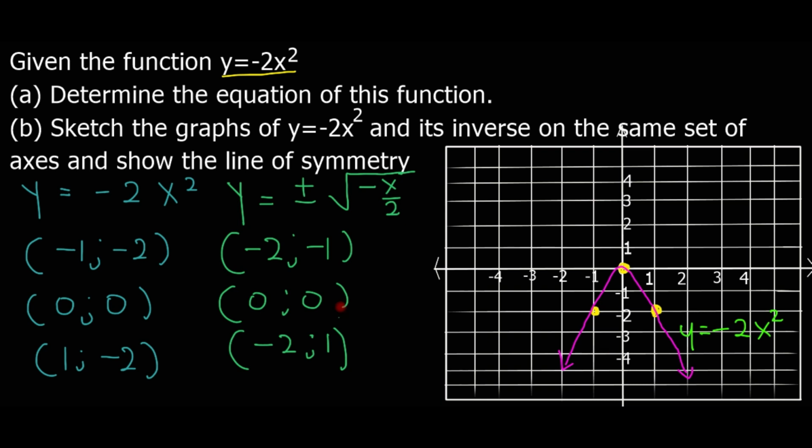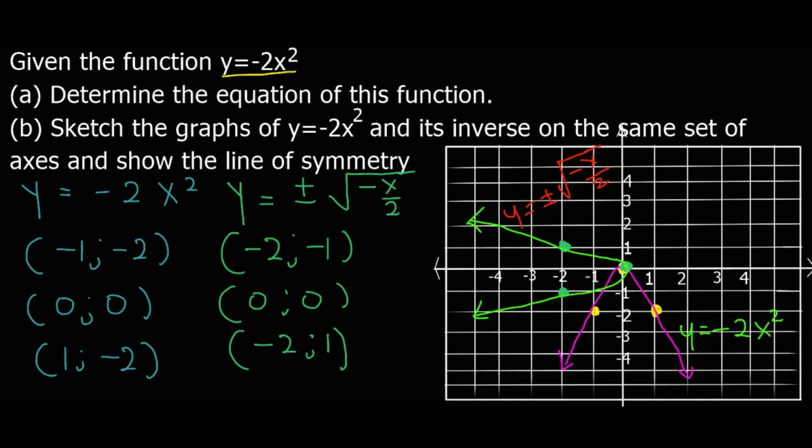So now let's plot. We have -2 and -1. So -2 and -1 is over here, and then 0 and 0 is over here, -2 and 1 is over here. So now our graph looks something like this, and then we name it: y equal to plus or minus negative root x over 2.